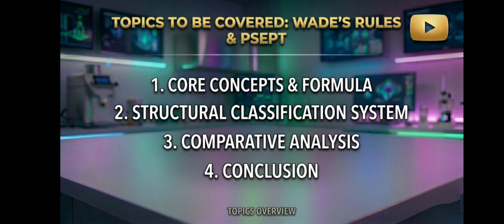Once we have our numbers, we move to the structural classification system. This is where the theory gets visual. We will categorize molecules into specific structural types: Closo for closed cages, Nido for nest-like shapes, and Arachno for web-like structures. These steps help us see the relationship between electrons and geometry.